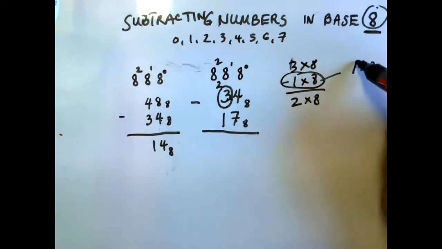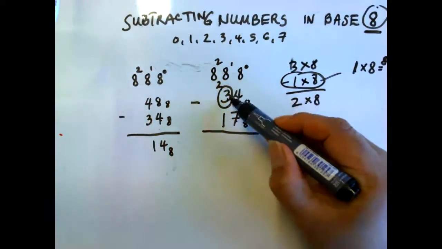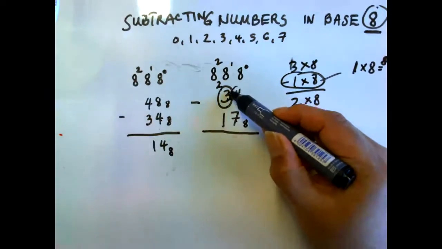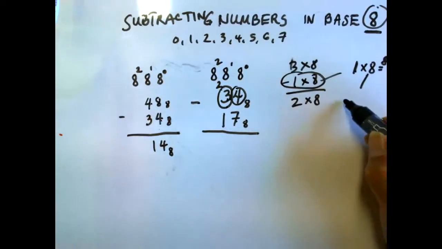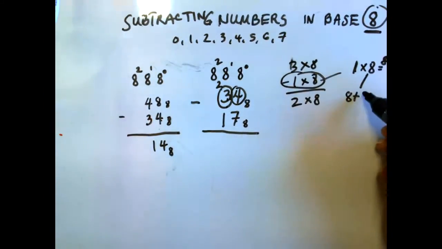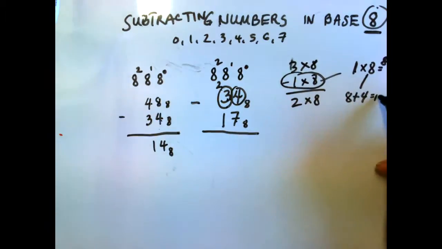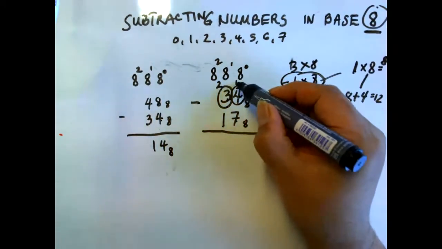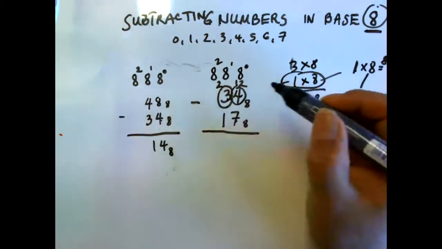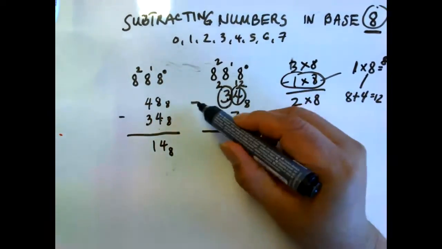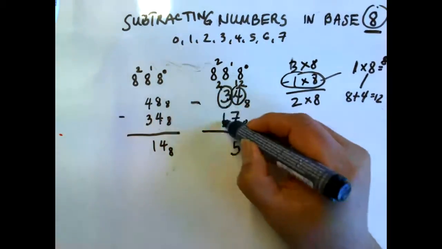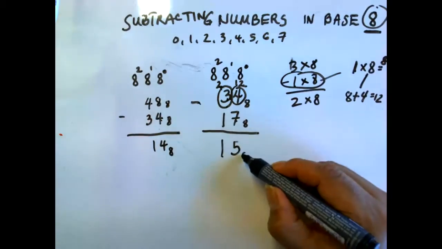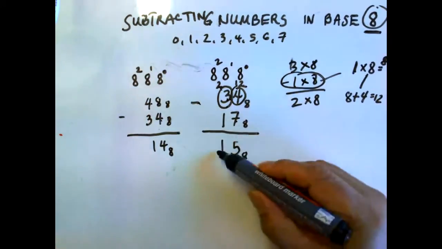That one group of 8 is basically 8, right? So that 8, you're going to add to the 4. So 8 plus 4 is 12, and this is what you put here on the top. That means there are 12 units or 12 ones. So 12 less 7 is 5. 2 less 1 is 1. And that's your answer: 15.